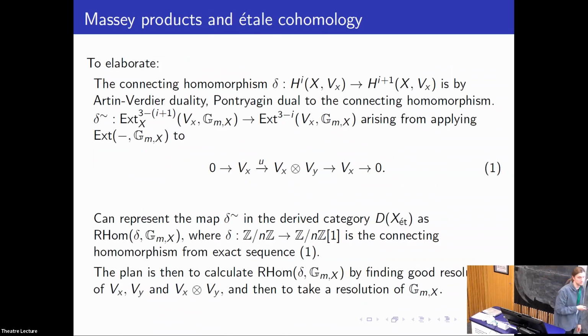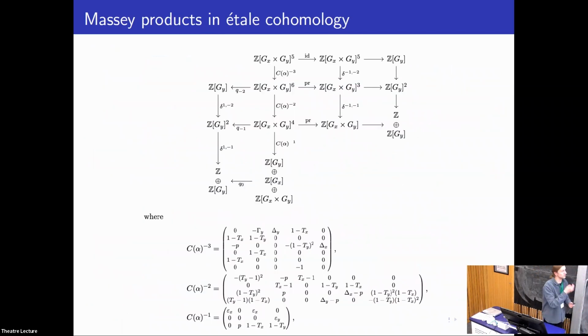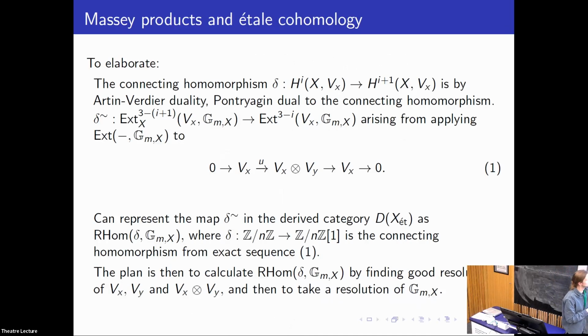Yeah. So what we're going to do is take first the resolutions of V_X tensor V_Y, and then we take a resolution of G_m. When we take all the resolutions, we get this diagram, which looks horrible. What was delta on the previous slide again? Delta is the connecting homomorphism.